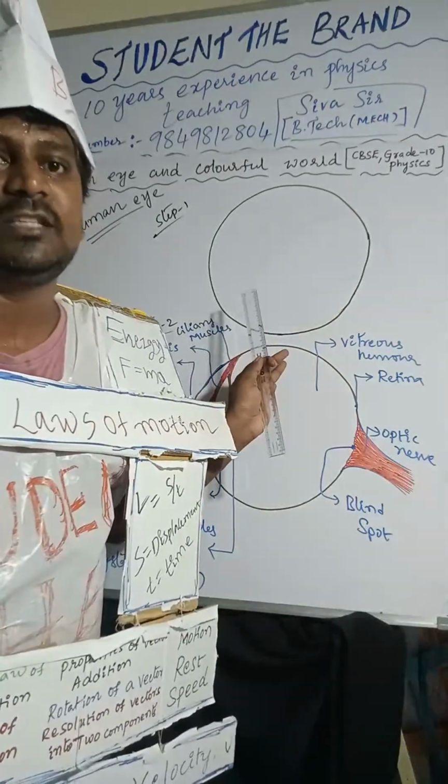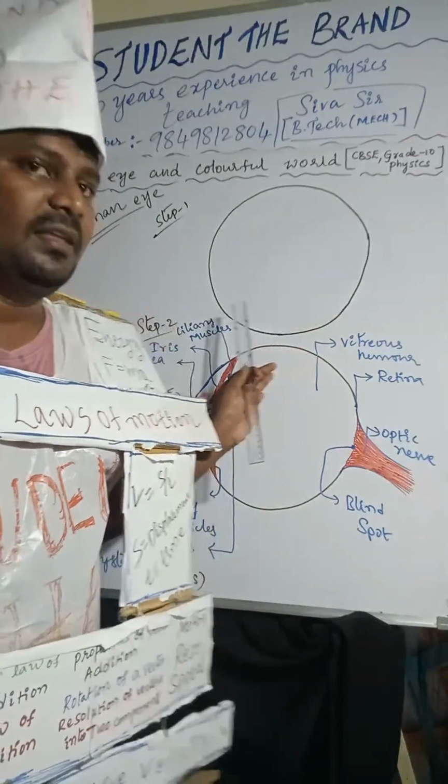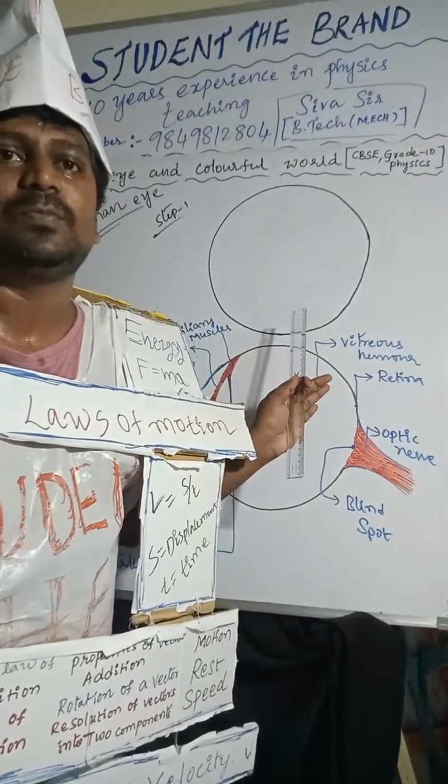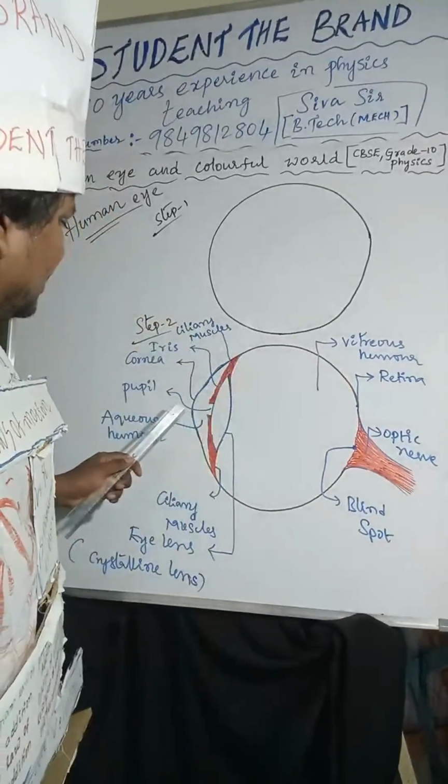Most of the refraction takes place at this point. So that is the cornea. Most of the refraction takes place here. That is called the cornea.